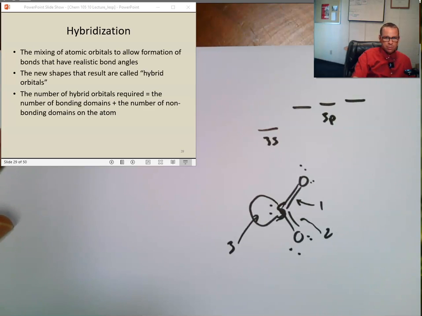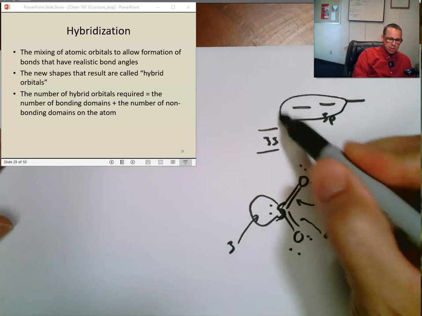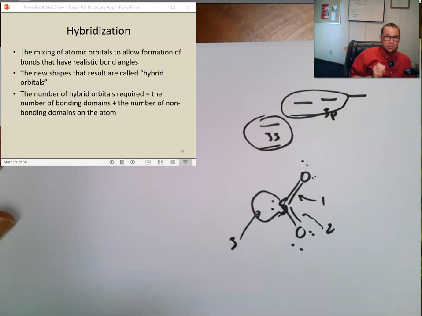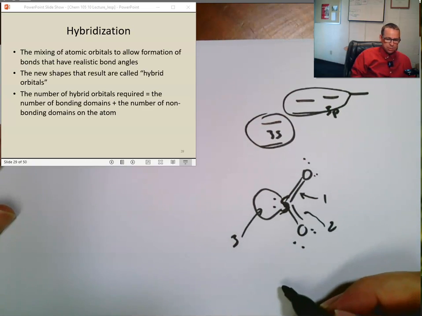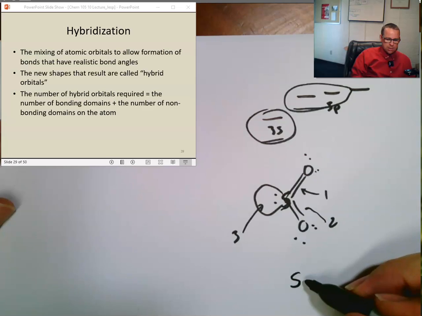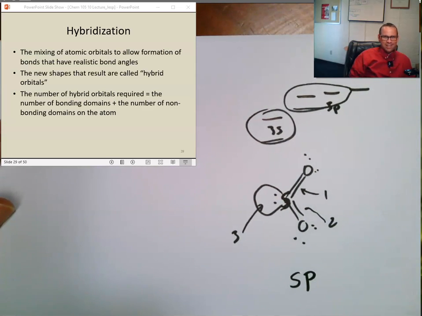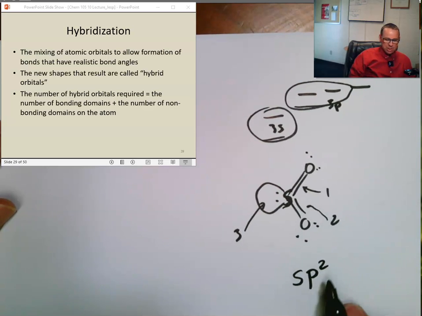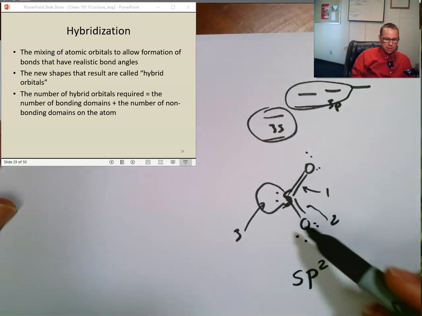3, that's right. So we're going to take 1 of the s's and 2 of the p's, and that's going to tell us the resulting name of these hybrid orbitals. What's it going to be, David? What's the resulting name? sp, just sp. sp2, right? Because there's 2 of the p orbitals that were needed.